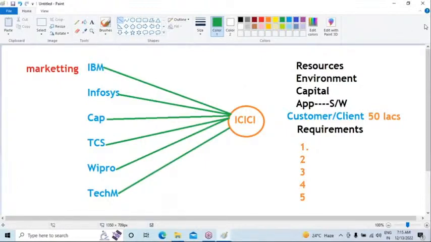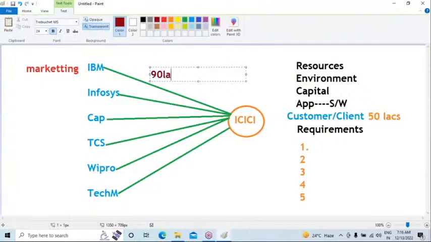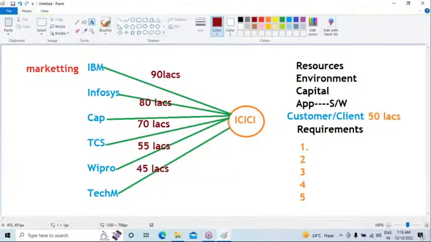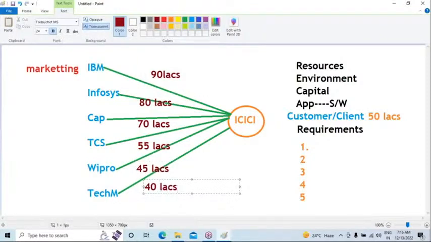So once we give the quotation to the company, the company people will give the quotation back to the customer. In order to develop this project, IBM will charge like 90 lakhs. That is what they're giving as the quotation. Infosys will charge like 80 lakhs. Capgemini will charge like 70 lakhs. TCS will charge like 55 lakhs. And Wipro will charge like 45 lakhs. And Deccan will charge like 40 lakhs for developing it.